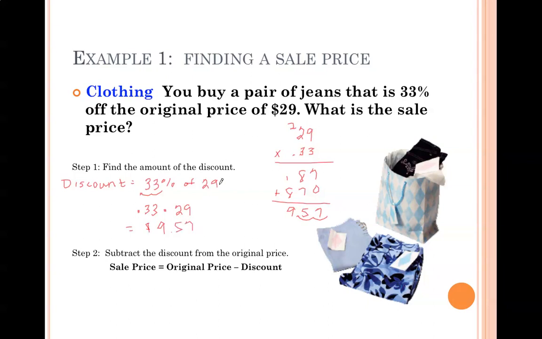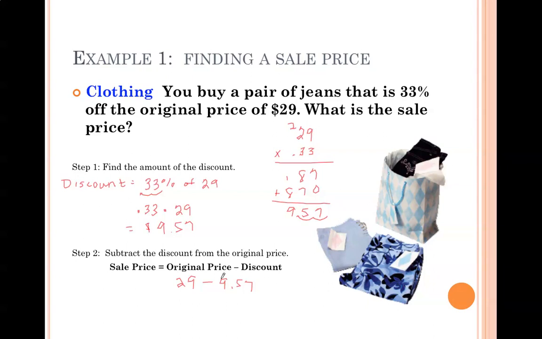All right, that's step 1, just finding out how much 33% of 29 actually is. Then we have to subtract the discount from the original price. So I put in this little formula, sale price equals original price minus the discount. All right, so our original price was $29 minus our discount price, which was $9.57. And we're going to subtract those two.